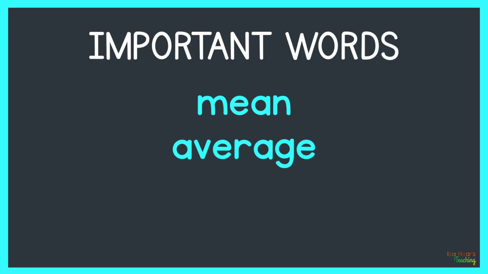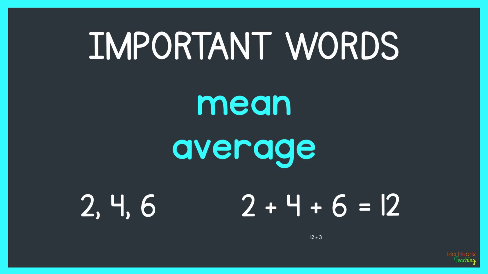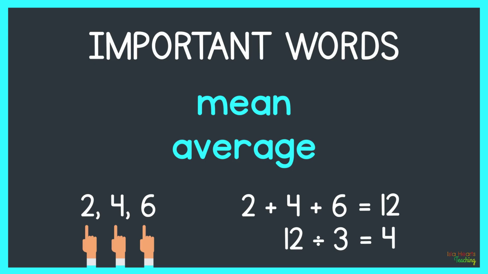So, for example, for the set of numbers 2, 4, and 6, to find the mean, you must first add 2, 4, and 6, which equals 12. Then, you need to divide 12 by 3, because there were 3 numbers in the original set. 12 divided by 3 equals 4. So, the mean of 2, 4, and 6 is 4.